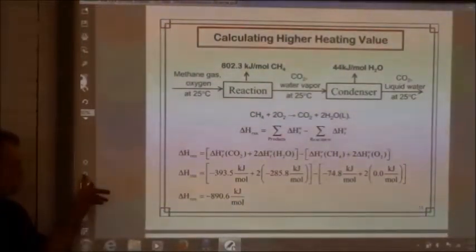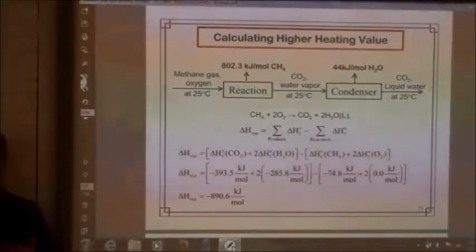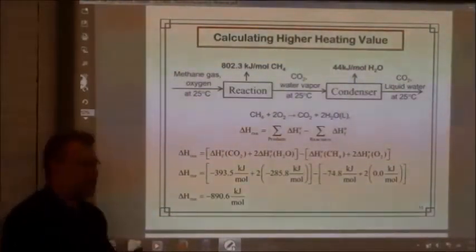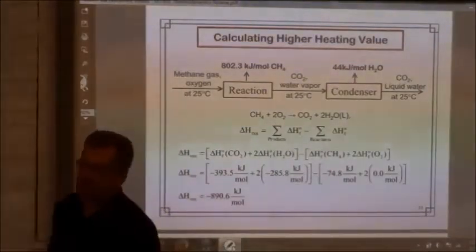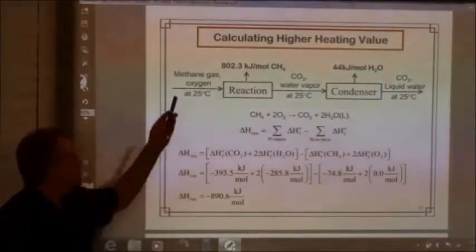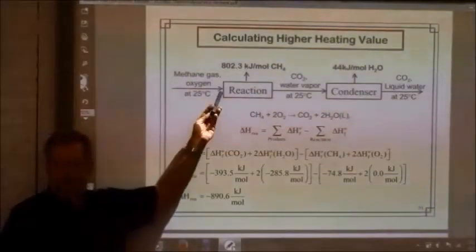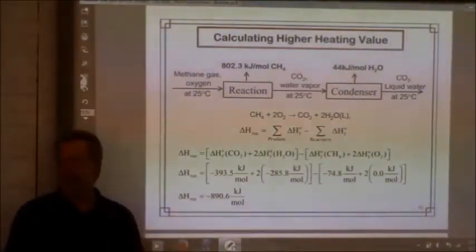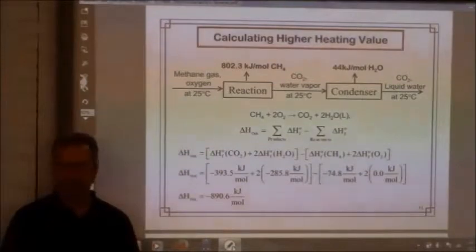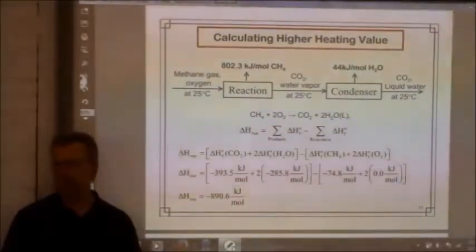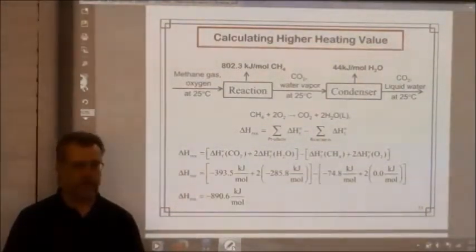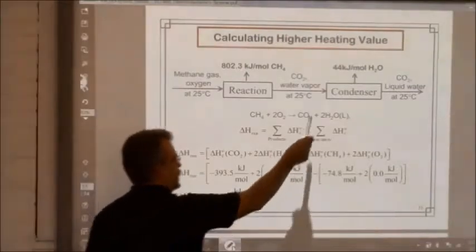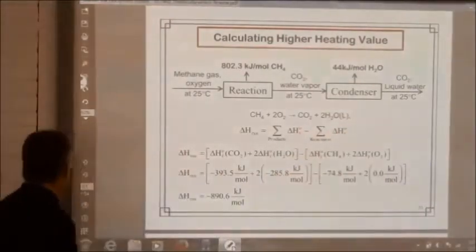The challenge is that there aren't many pieces of equipment that actually condense the water to get that energy out. For instance, if you're driving your car, the water comes out the tailpipe in terms of vapor. Same thing here at the steam plant. Even with the boilers that are burning natural gas instead of oil, the water comes out as water vapor. So this energy is usually left on the table.